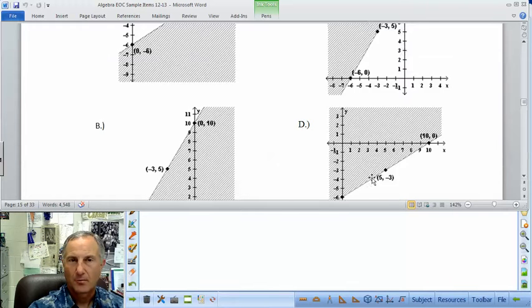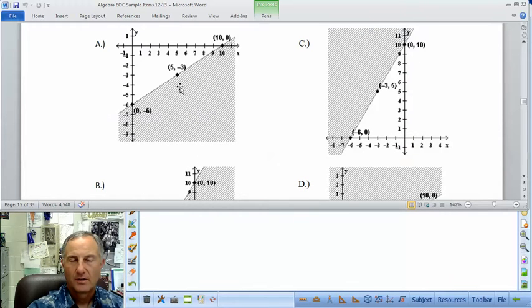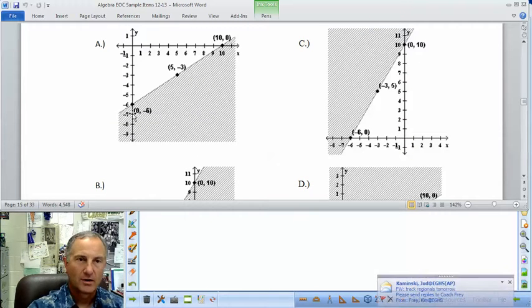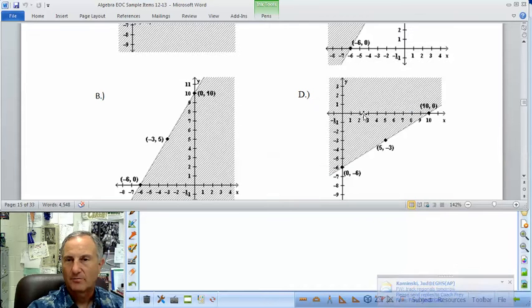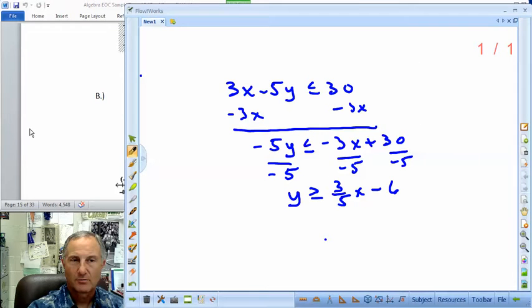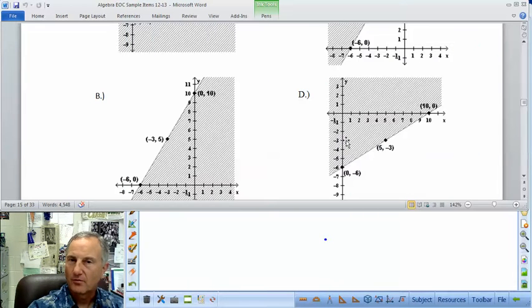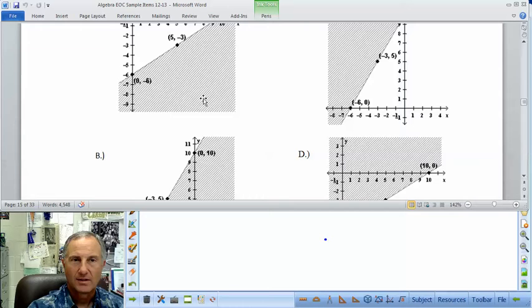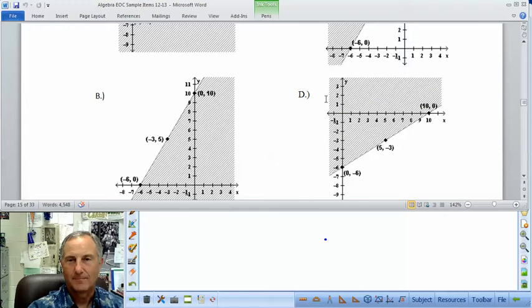This one does. But I notice here, when I look at slopes, this one goes up 6 over 10, there's 3/5. Up 6 over 10, that's 3/5. But this one is shaded up. So this is the one we're looking for. Remember over here, y is greater than or equal to. This is greater than or equal to. This one over here is less than. So that one's not going to get it. So the answer here is D.